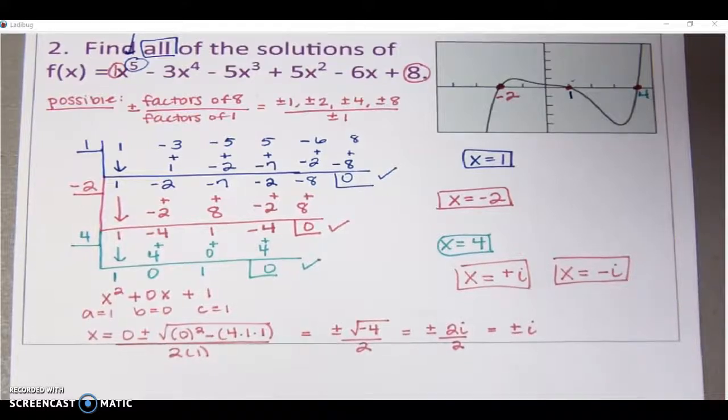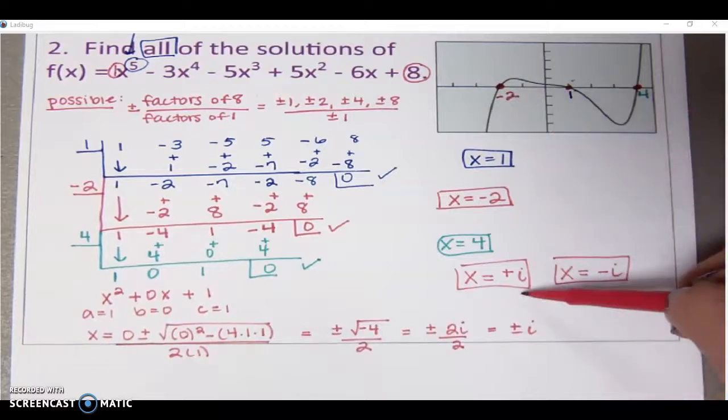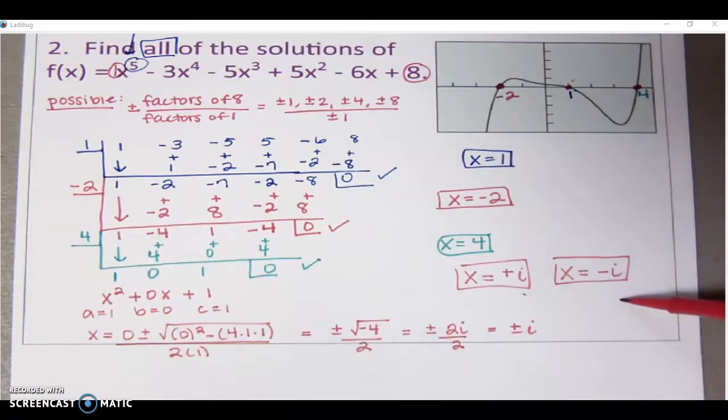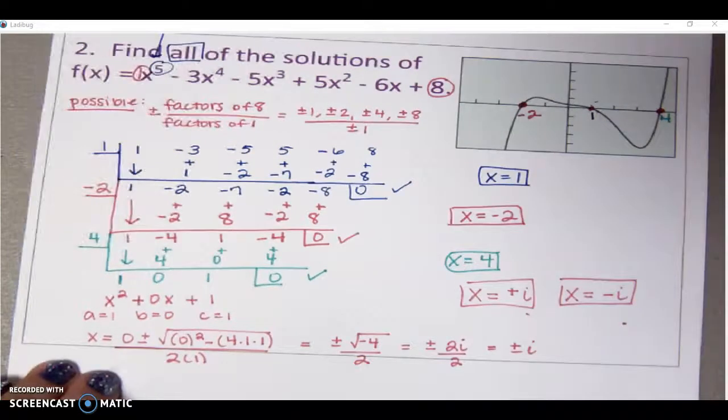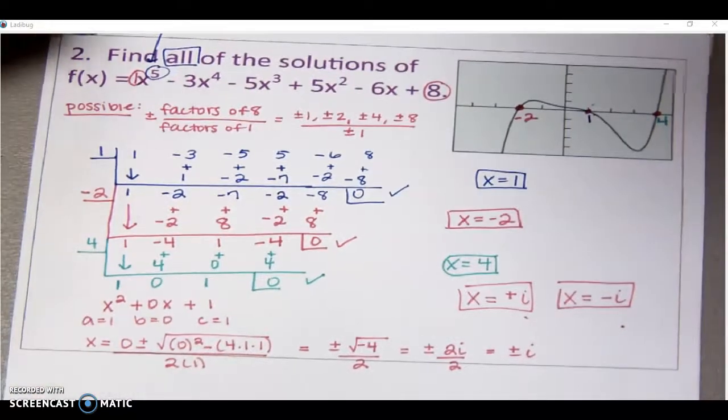So we have 5 answers. We were supposed to have 5 answers, 5 solutions. 3 of those are real solutions. These 3 are here, and then 2 of these are my imaginary solutions, and that's why they didn't show up on the graph. Okay? So we're going to look at one more that's similar to this.